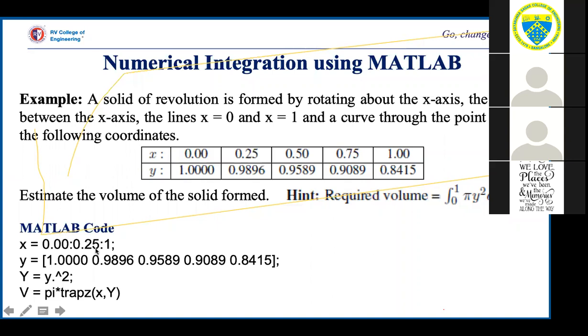So starting from 0 to 1 in steps of 0.25, corresponding values of y are given as row vector, and I'm defining capital Y to be y square here. I need to have one more row corresponding to which I have to find square of these values, right? Then V is pi star trapezoidal of x comma the new y, capital Y. So this is the answer. Hope it is clear.